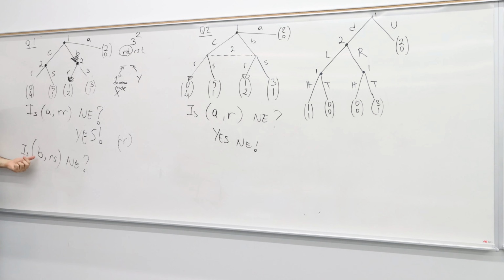Well, what is a best response to B? For example, RR is a best response, SR is a best response. But it has to be R here. So for that reason, player 2 is not best responding to his opponent. Hence, this is not a Nash equilibrium.